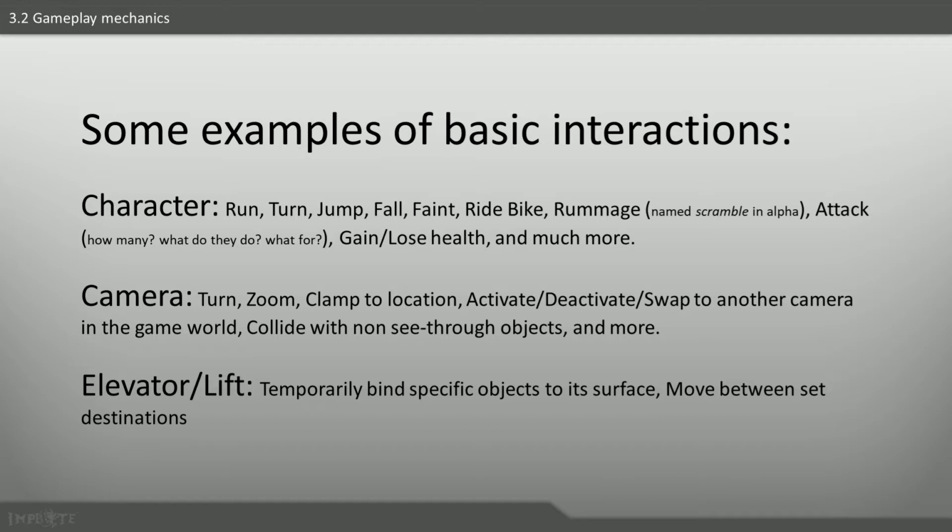I want to clamp it to location, which means that you kind of lock a camera in a certain position in the world. That is good if you have cameras you want to be static, that look at a certain area of a zone permanently from that location. You can clamp them there. Activatable, deactivatable. You want to be able to swap to another camera, for example, in the world.